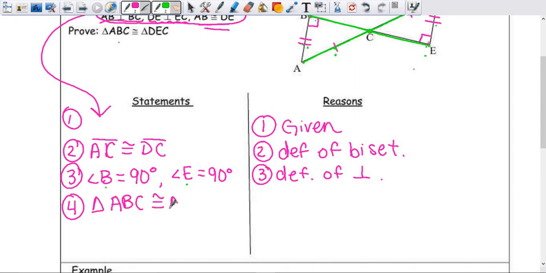Triangle ABC is congruent to triangle DEC by HL. Alrighty.